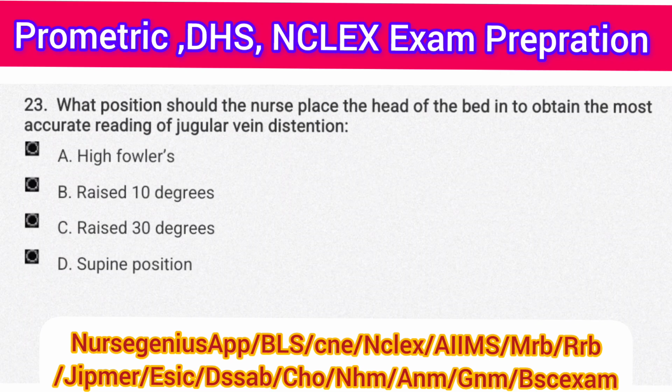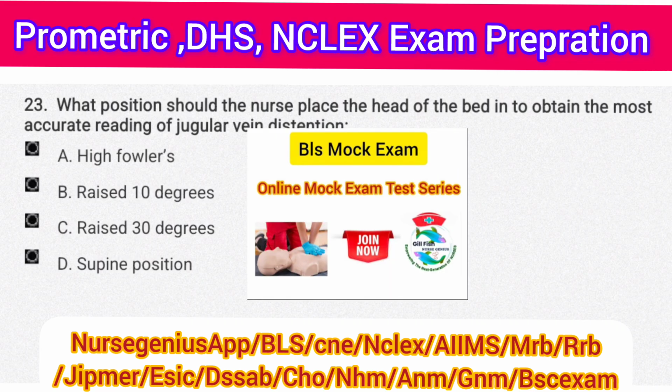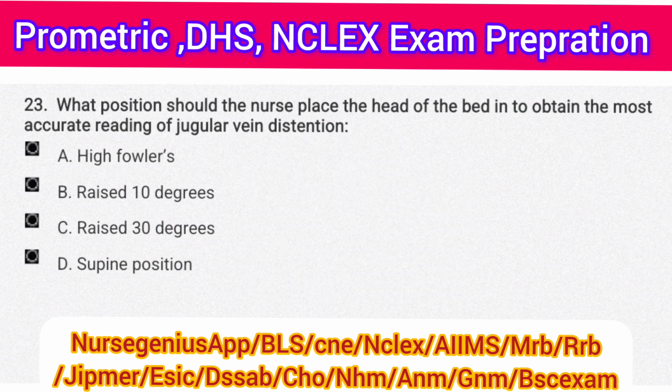Next question. What position should the nurse place the head of the bed to obtain the most accurate reading for jugular vein distension? Option A, high Fowler's. Option B, raised 10 degree. Option C, raised 30 degree. Option D, supine position. So what you have to do to assess the jugular vein distension? What is the correct answer here? That will be raised 30 degree. Option C will be the correct answer.